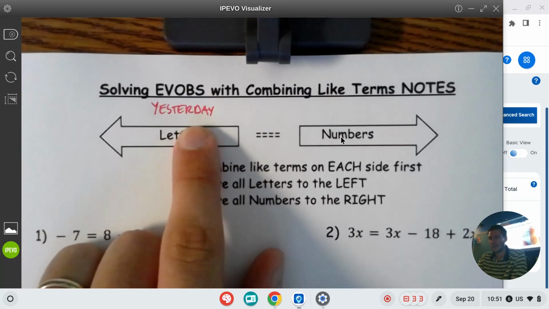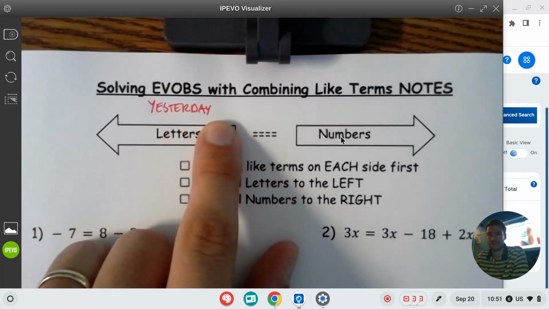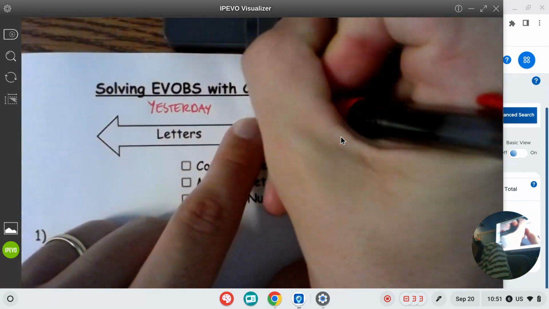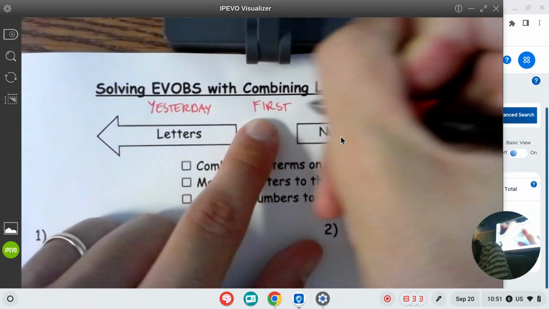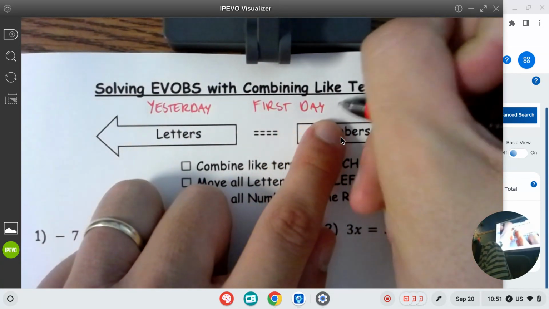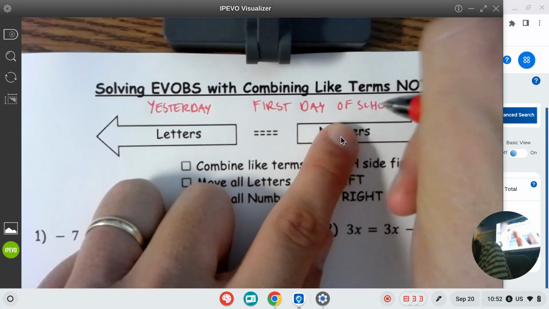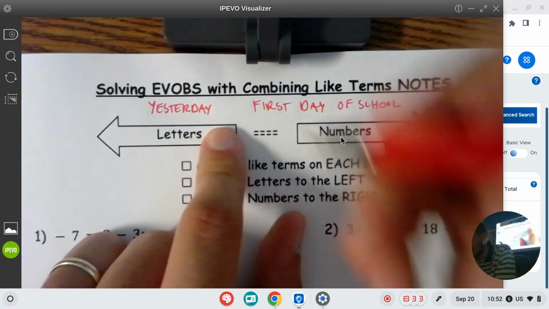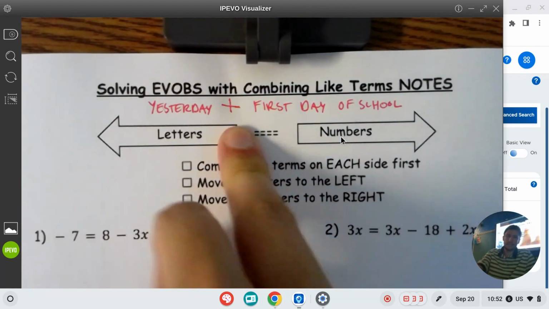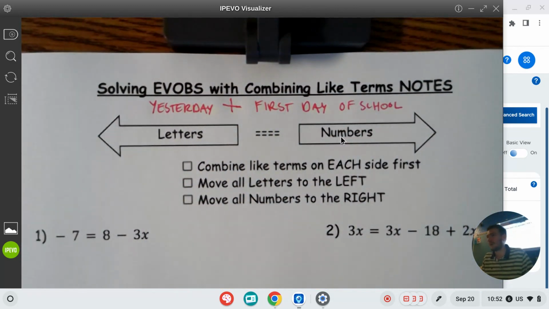Let's stay nice and quiet. Working on EVOBs. That's from yesterday. Combining like terms. Have we heard that before? That's the first day of school. Literally on the first day of school, we talked about combining like terms. So here's what we're going to do. We're going to learn yesterday's work plus the first day of school work.